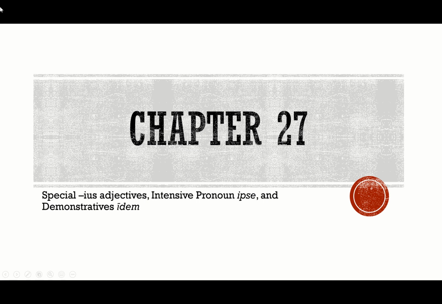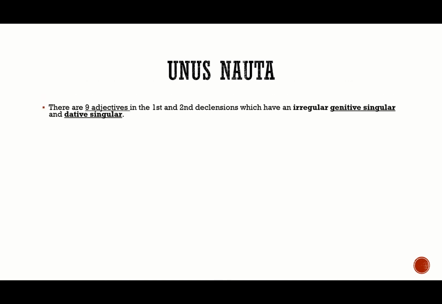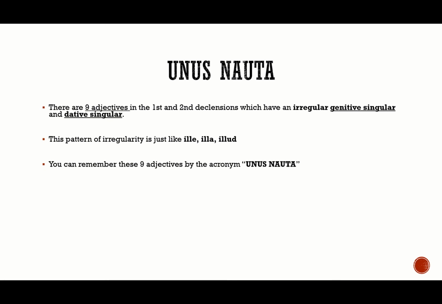Hey guys, okay, so I want to do a bit of review of chapter 27, which covers special ius adjectives, the intensive pronoun ipse, and the demonstrative idem. So, your special ius adjectives are also known as unus nauta words. Alright, there are 9 of them. They follow first and second declension, and they have an irregular genitive singular and dative singular. And this pattern of irregularity is just like ille, illa, illud, which we're going to review today. And you can remember these adjectives by the acronym unus nauta.